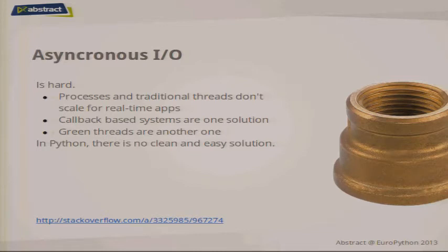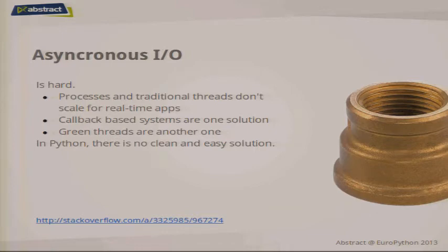I've already said that processes and threads don't scale. But there are then two kinds of systems. One is the callback-based systems. I don't know how many of you use JavaScript. Okay, so you're probably very familiar with callbacks. Callbacks are, for example, when you make an AJAX request, you have to provide a function to be called when the request completes. And that's a callback.